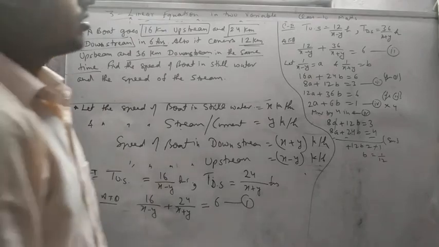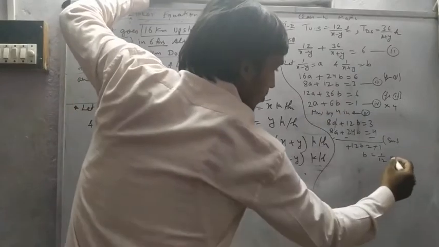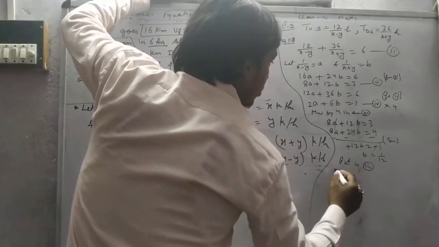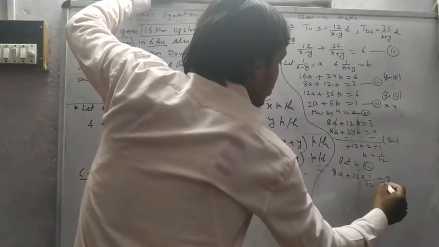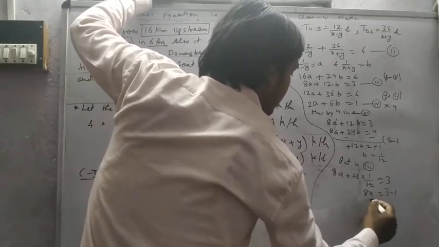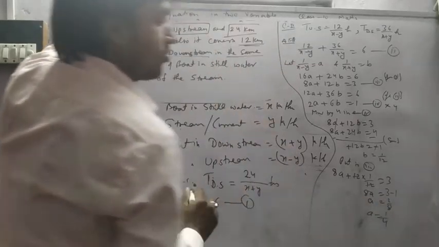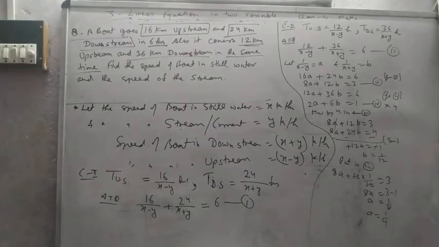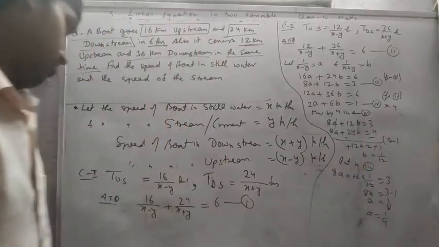Then put in equation third. So 8a plus 12 into 1 upon 12 is equal to 3. 8a is equal to 3 minus 1. a is equal to 2 by 8. a is equal to 1 by 4. Now you get the value of a and b: a is 1 by 4, b is 1 by 12.